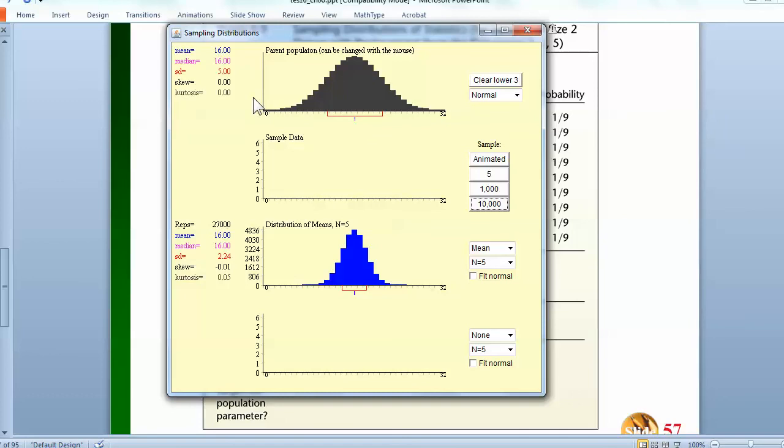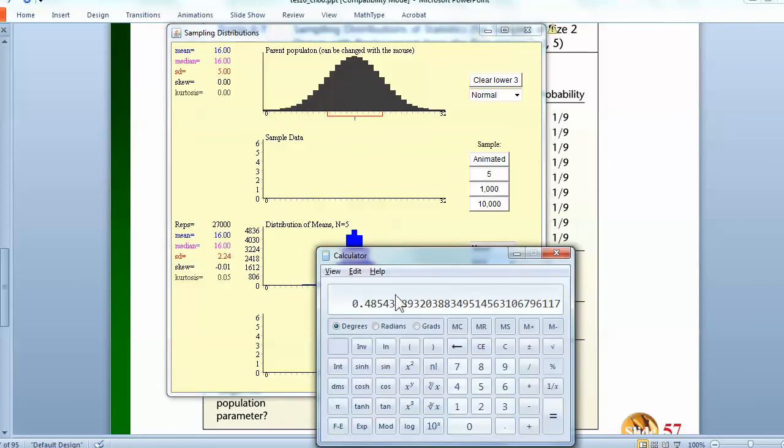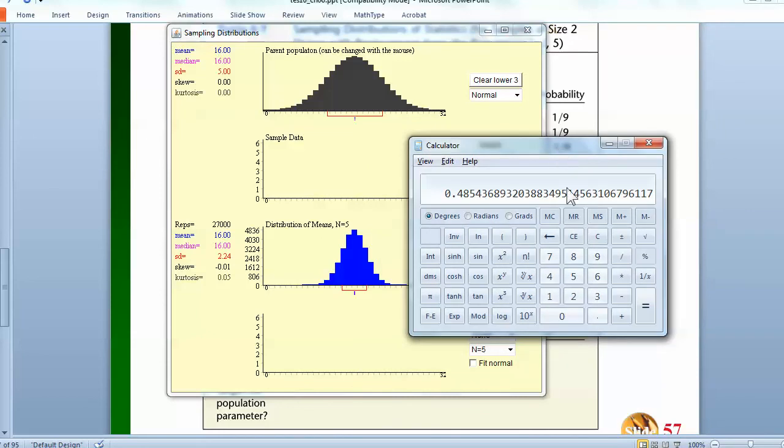But you'll notice that the standard deviation is different. Here the standard deviation is 5. This is in the parent population. But the standard deviation here is 2.24. Where does that number come from? Well, quick flashback. If we take the standard deviation of the parent population, which was 5, and we divide by the square root of the size of our sampling that we're doing. We're sampling size of 5 at a time. Then hit divide. We get 2.23, we'll round it to 2.24.